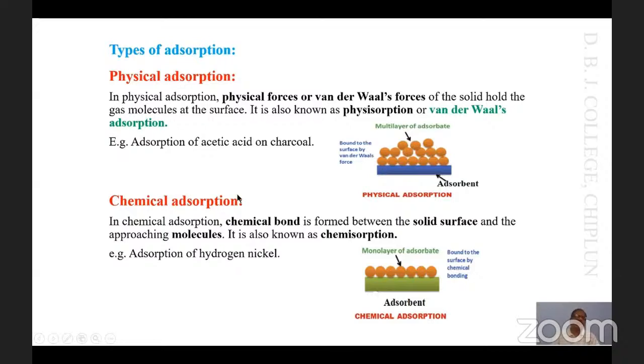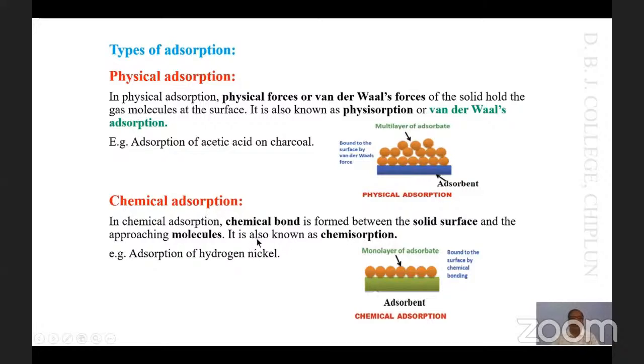Now then, the next type of adsorption is chemical adsorption. In chemical adsorption, a chemical bond is formed between the solid surface and the approaching molecule.